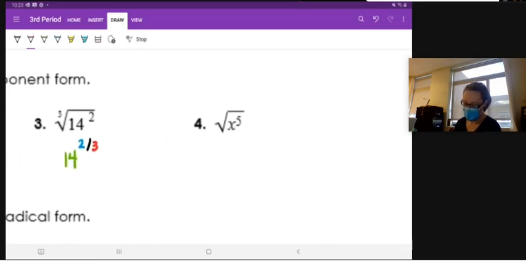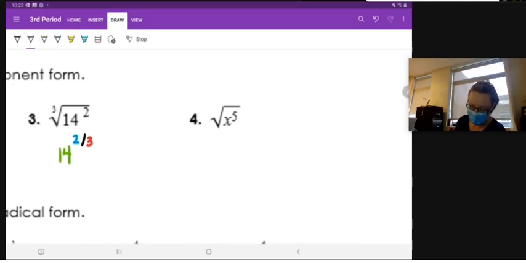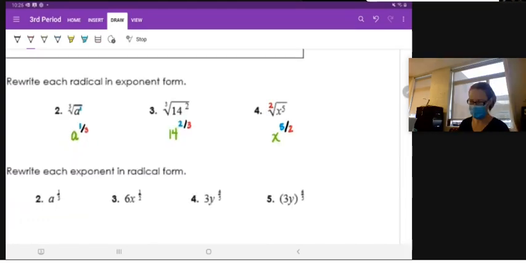Now number 4, this one's a little tricky. We start with our base, x, and its exponent, 5, and we put that over our index. Well, what's our index here? With square roots, if our index is missing, we assume that our index is 2. That will take some getting used to. So our index here that goes at the bottom of the fraction is a 2.